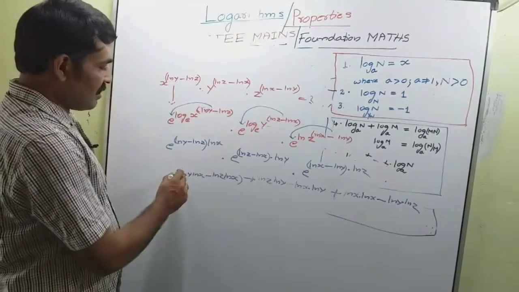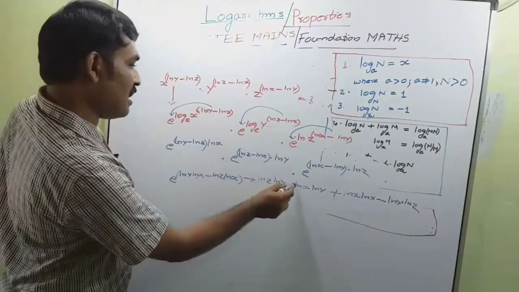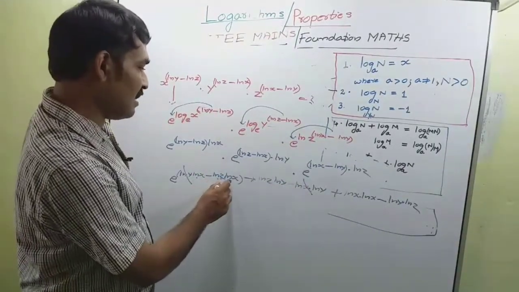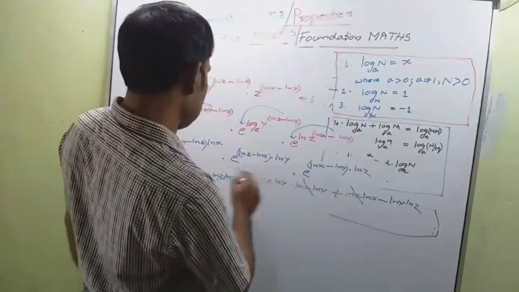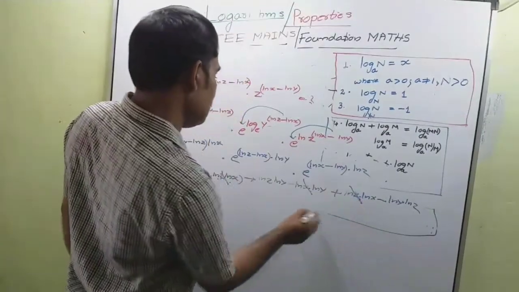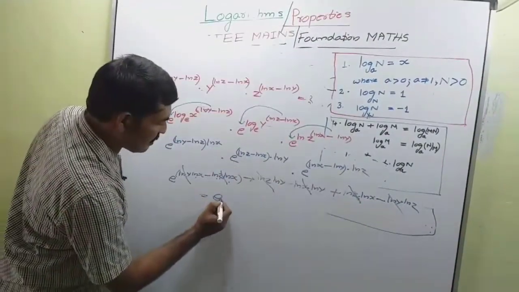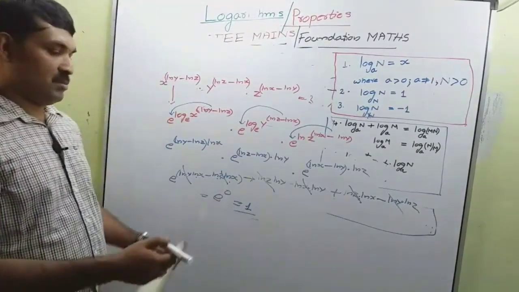Now all these terms get cancelled. Ln y into ln x, that is minus ln x into ln x, this will be cancelled. Minus of ln z ln x is cancelled with this term. This is ln x ln z, and again this and this is cancelled. So this is equal to e raised to 0, so that is equal to 1. So 1 is the answer.